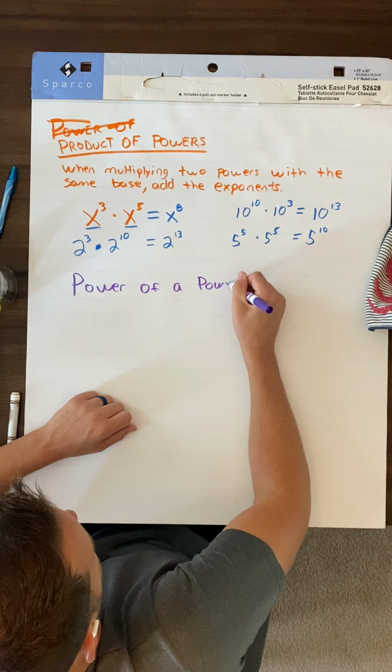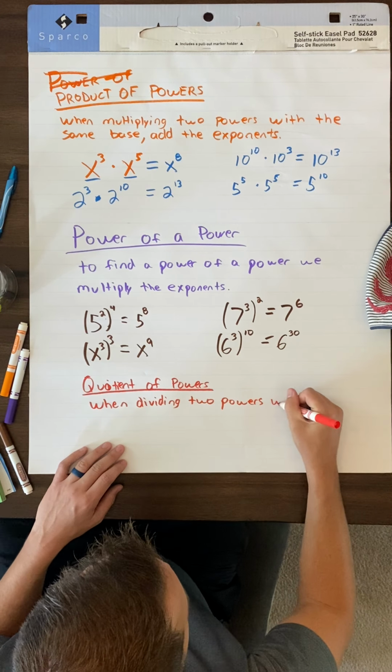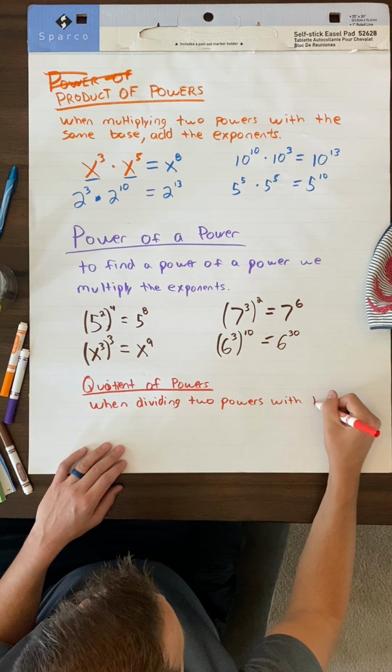Quotient of powers. Spelled that wrong. Quotient of powers states when dividing two powers with the same base, so this is like the one in orange up top, we subtract. So when dividing with the same base, we subtract.